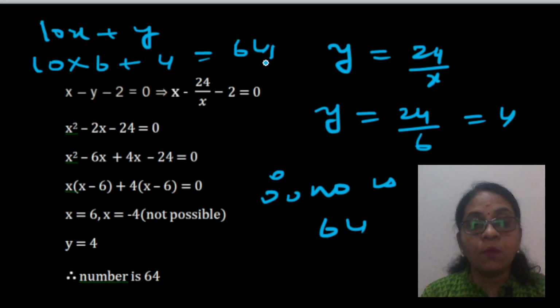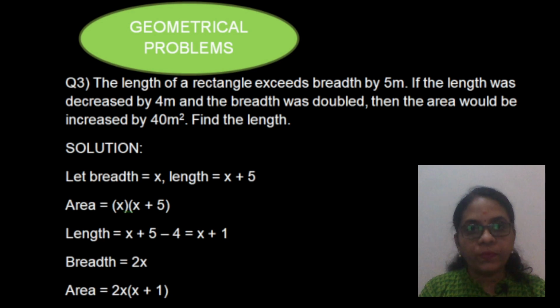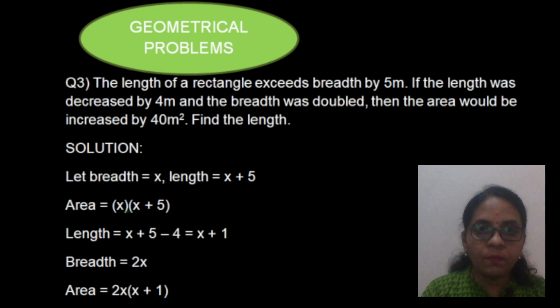Now we'll discuss problems based on geometry. So let's do some geometrical problems now. In this, the first question is that the length of a rectangle exceeds breadth by 5 meters. If the length was decreased by 4 and the breadth was doubled, the area would have increased by 40. Here they have given two conditions. One condition is the length exceeds breadth by 5.